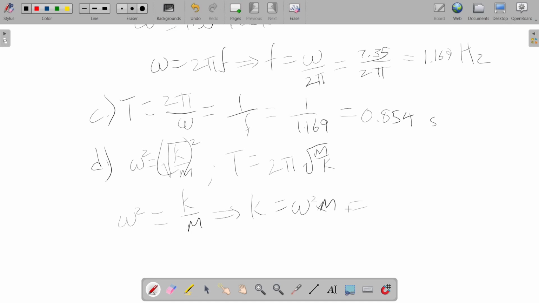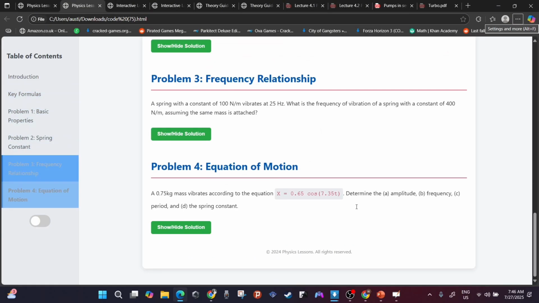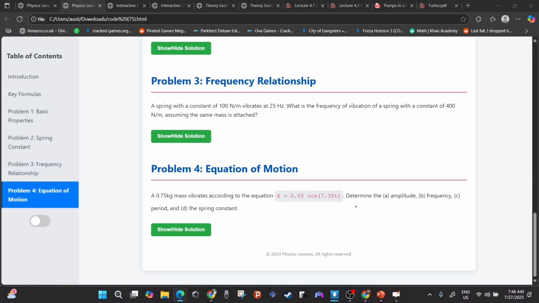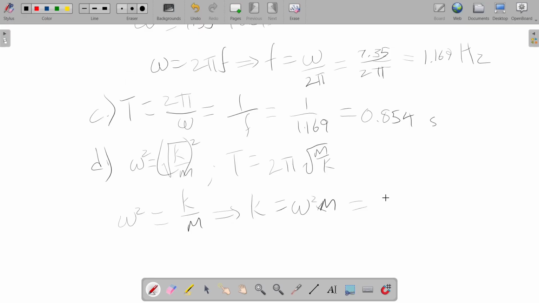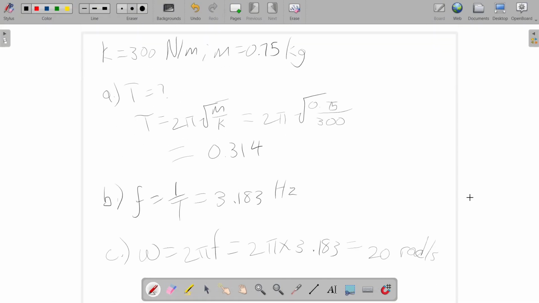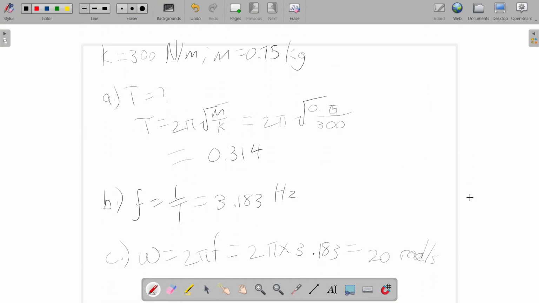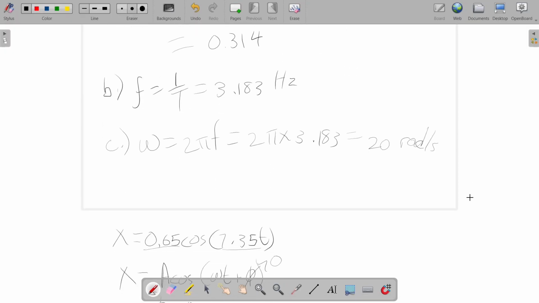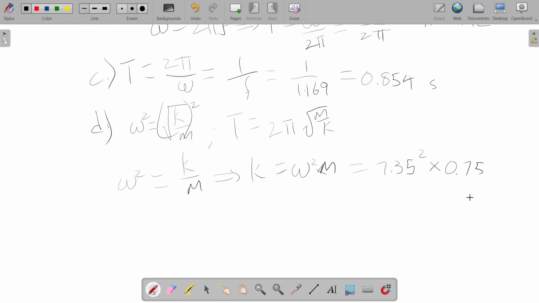Now we have everything, or do we? Let me scroll down. We have the mass, so we can just go straight into it. We have omega, which is 7.35 squared times the mass, which is 0.75, right? I did write out the mass, so it is 0.75. Well, that's the previous question, but I think they have the same mass. Okay, they do. So then now we just get our k, easy as that, right?